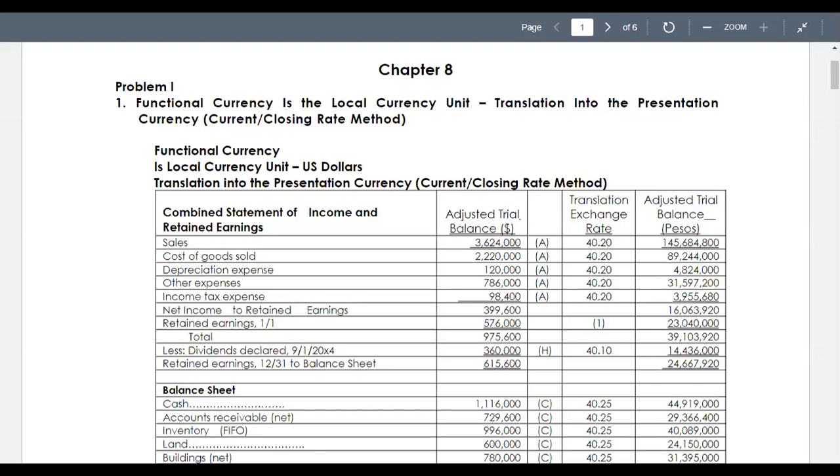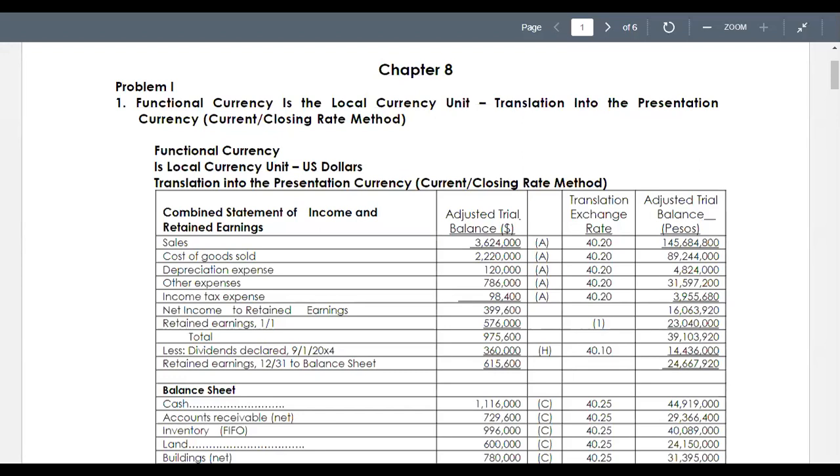Discussing about the second method, which is the temporal method. Can you hear me? Yes, ma'am. Okay. Which is, second method is the temporal or the remeasurement method.